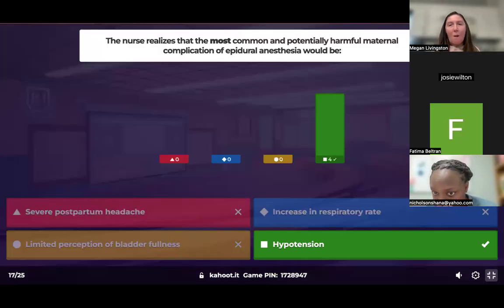Hypotension. Excellent job, everybody. Yay. Yeah, so the biggest thing that we look for and that we're worried about with getting an epidural placed is mom's blood pressure dropping and bottoming out. That is the most common and harmful maternal complication. What are some things that we do as the bedside nurses to correct maternal hypotension?